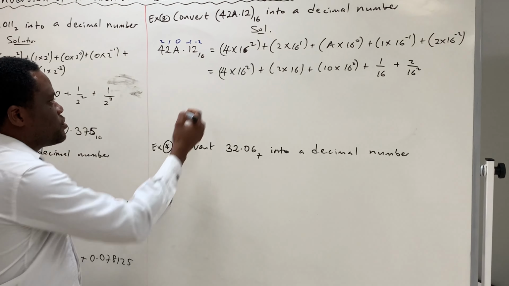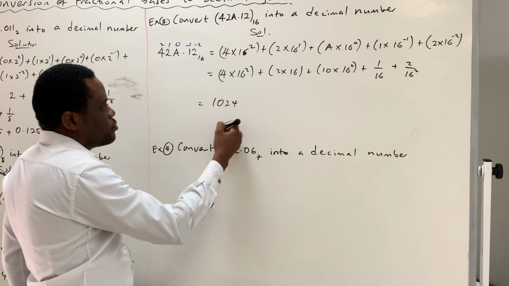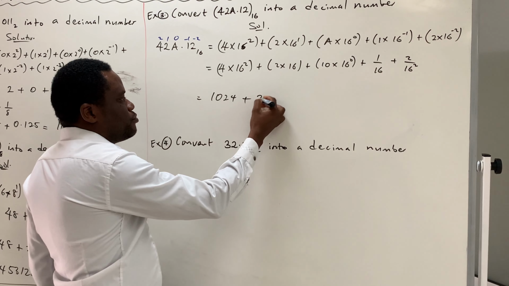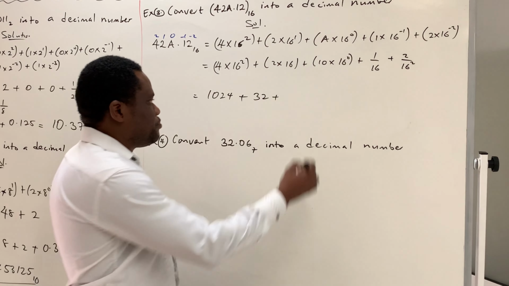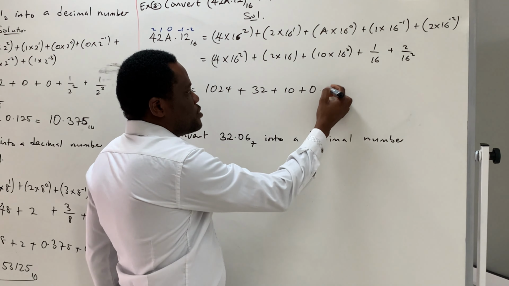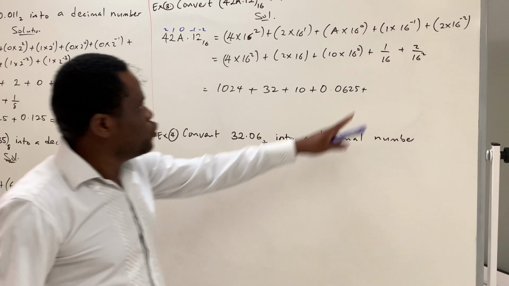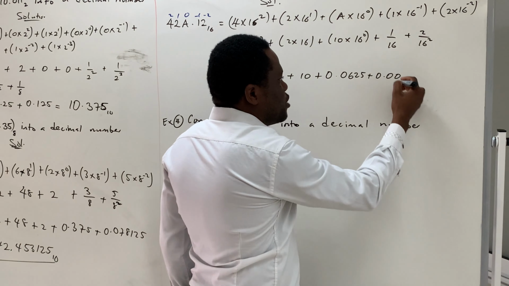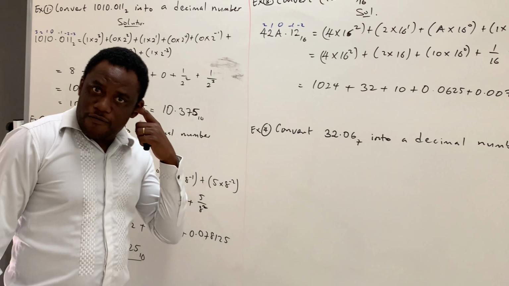Right? So without wasting much of our time, 16 squared times 4 will give us 1024, plus 2 times 16 is 32. 16 power of 0 is 1, and 1 times 10 is 10. 1 divided by 16, that is 0.0625. Use your calculator to confirm it. 2 divided by 16 squared will give us 0.0078125. Use your calculator to confirm it.